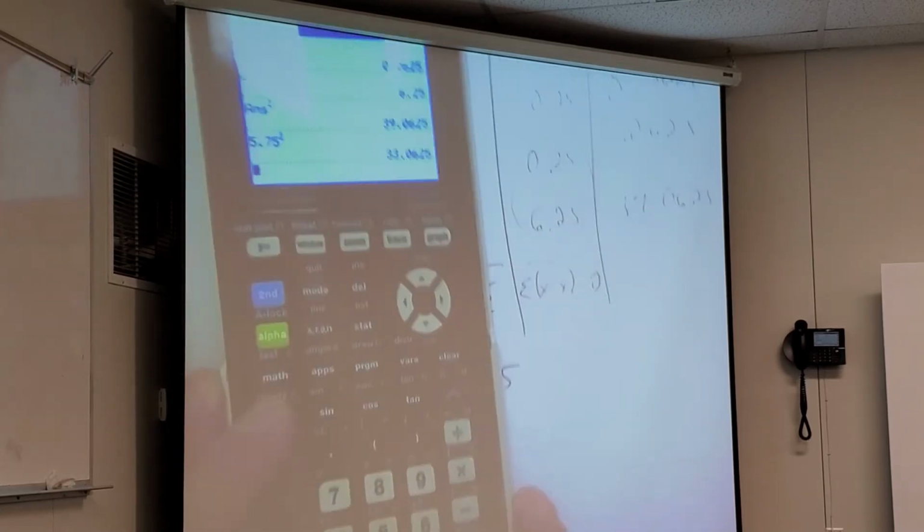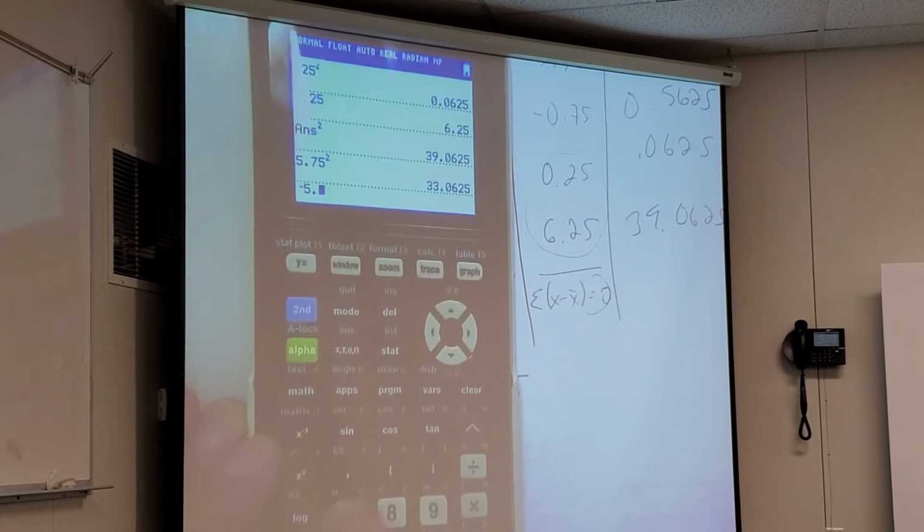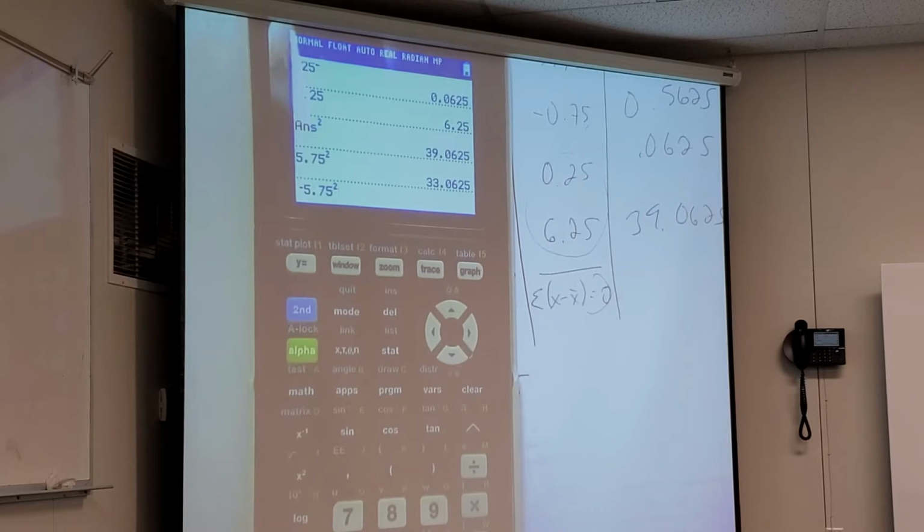If you do this, what have you done wrong? You've already done something wrong. You did not square negative 5.75. You squared 5.75, and then you put a negative on it. This is where students come up and say, I think my batteries are low or something. It's telling me that squared is negative. You didn't square negative 5.75. This is negative 5.75 squared, right? Of course it's going to be positive.